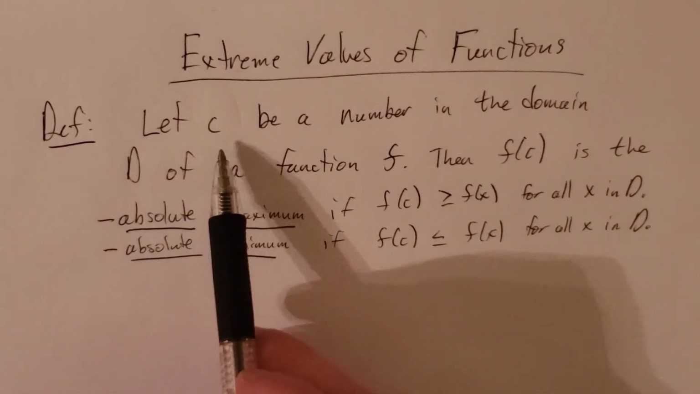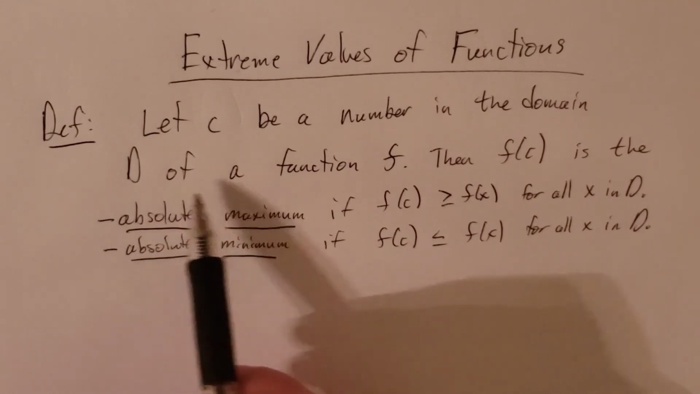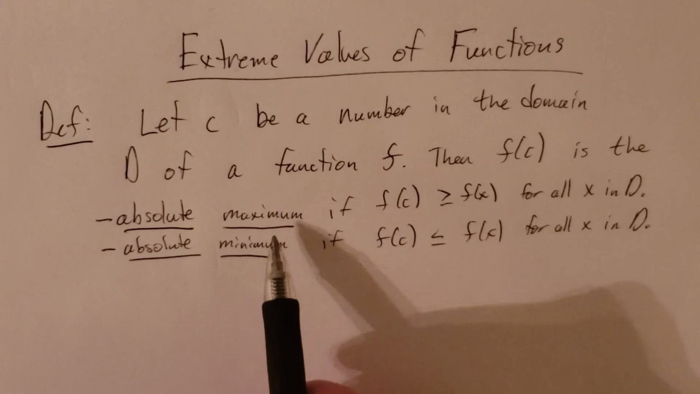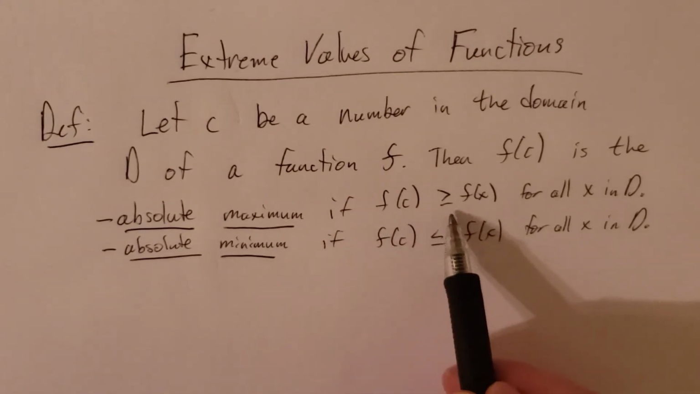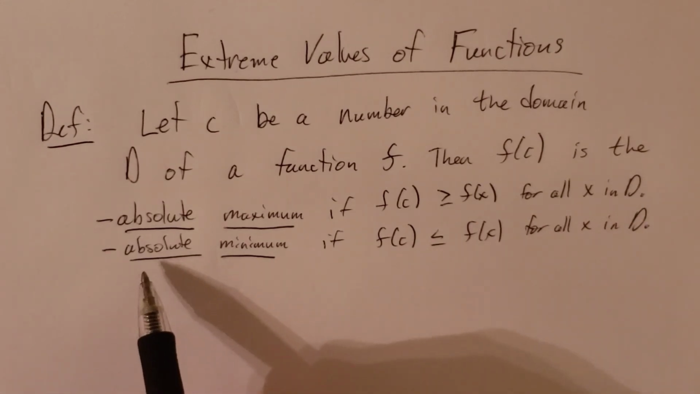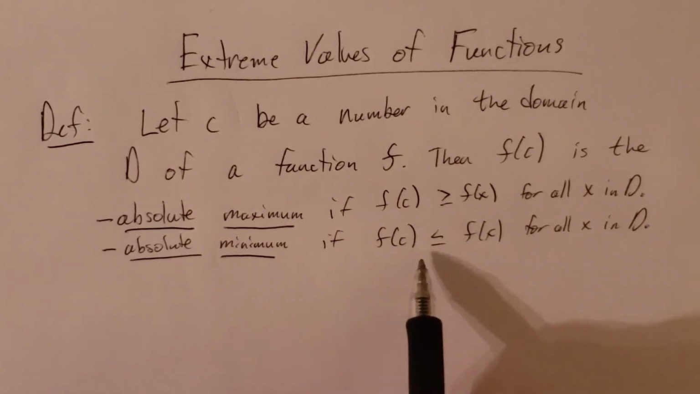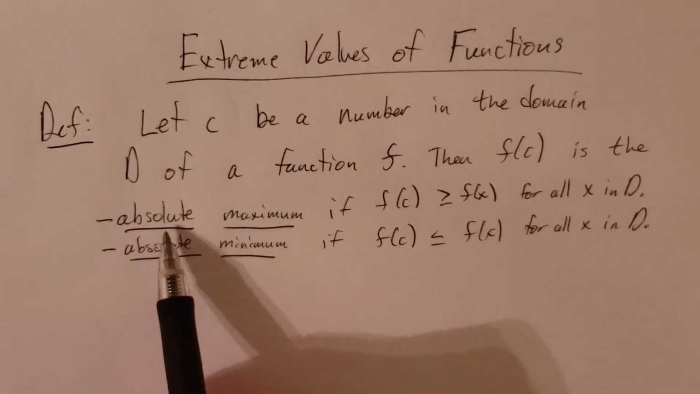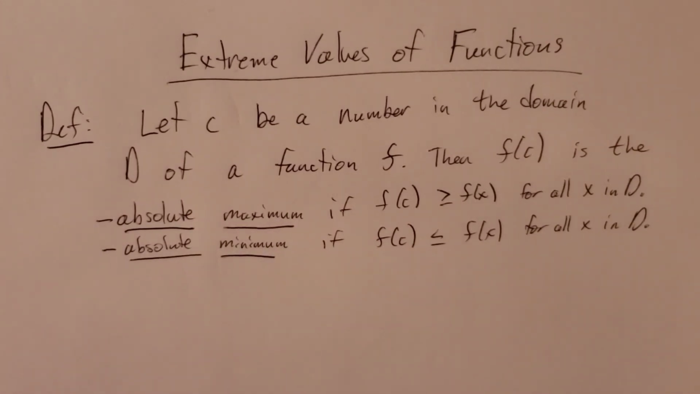First definition: let c be a number in the domain D of a function f. Then f of c is the absolute maximum if f of c is equal or greater than f of x for all x in D. And it's the absolute minimum if f of c is equal or less than f of x for all x in D. Sometimes absolute maximum and absolute minimum are called the global maximum or global minimum as well. So if you see that terminology, it just means the same thing.